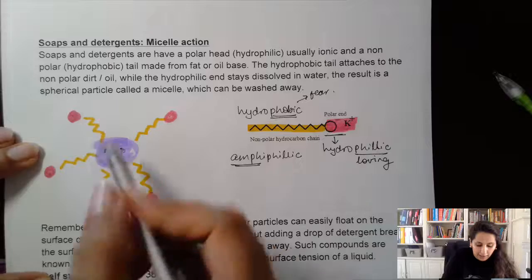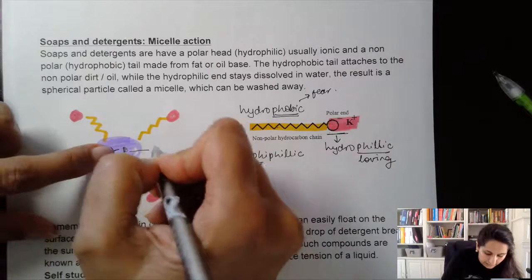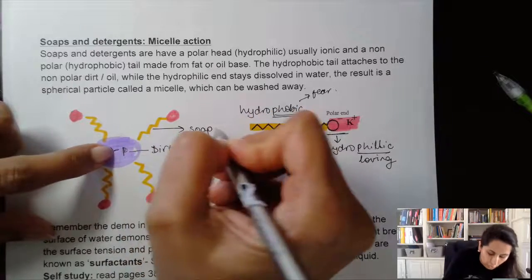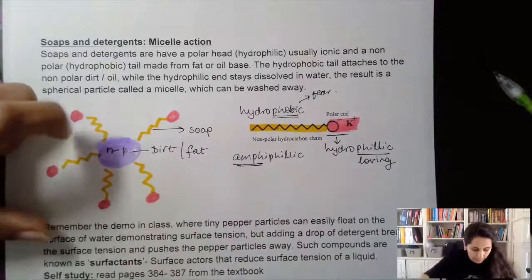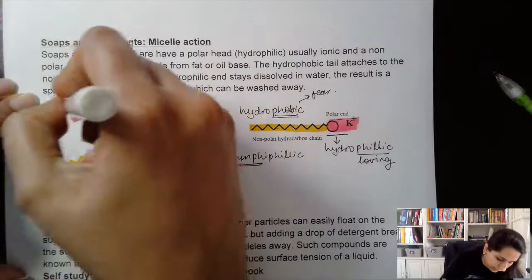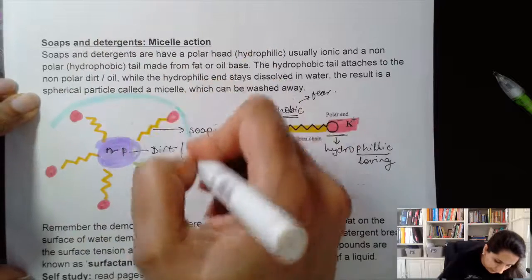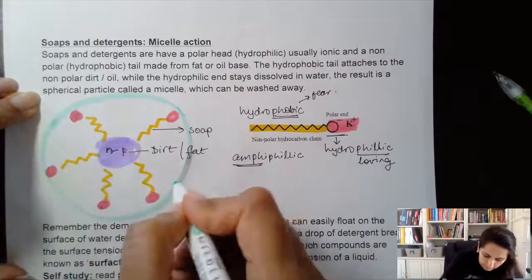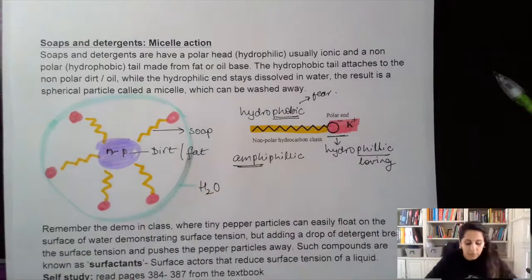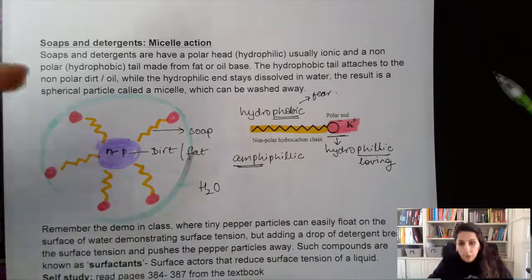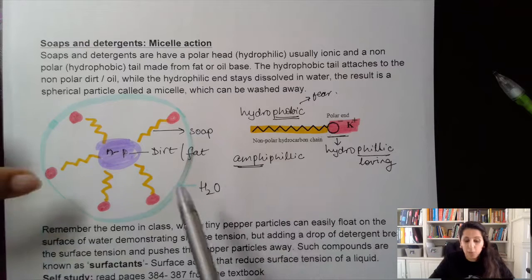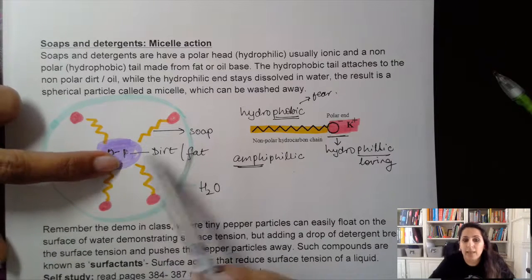Okay, so you have your dirt or fat inside, you have the non-polar end of the soap, and then all of this in turn is surrounded by water molecules. So I'm just going to show kind of an envelope of water molecules. So this will be your water. This is how soaps can clean your clothes, your hands, anything you've got there, by the fact that they're amphiphilic. They like both the non-polar dirt and they like the polar water.